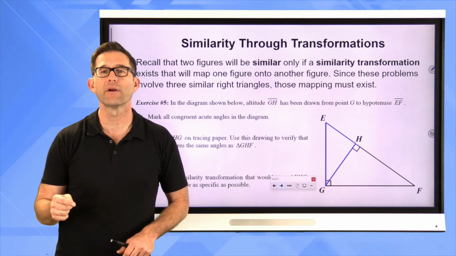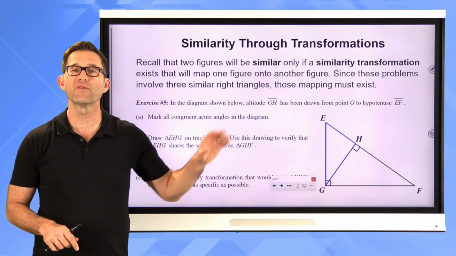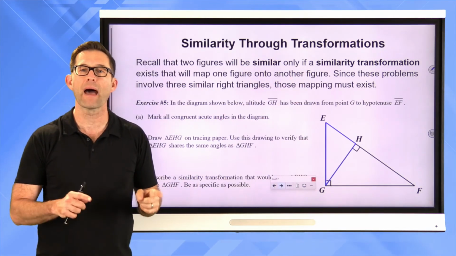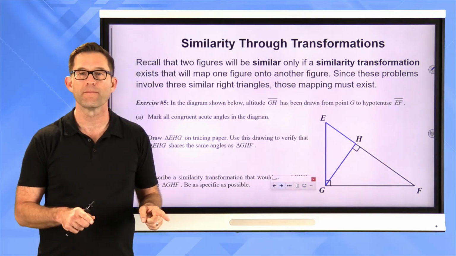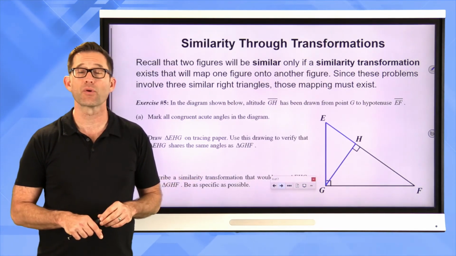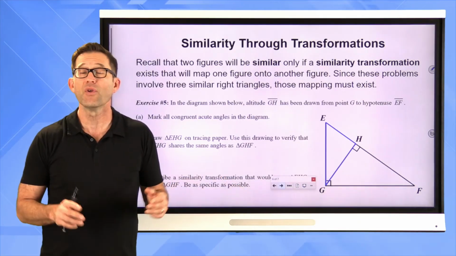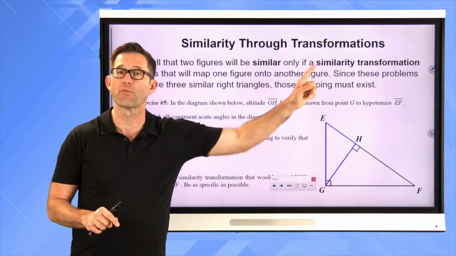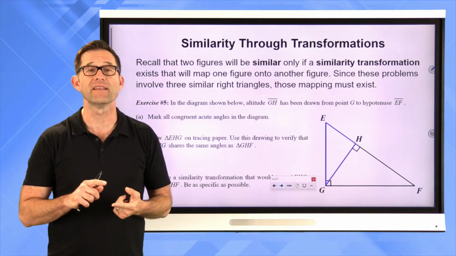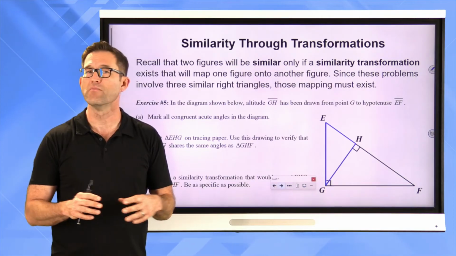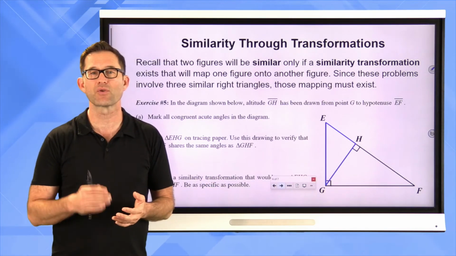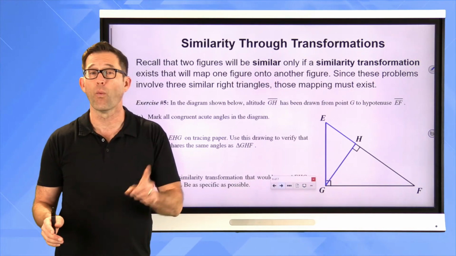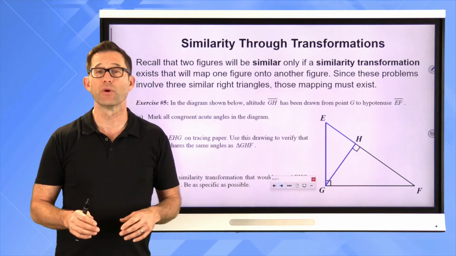Now, similarity through transformations. Recall that two figures will be similar only if a similarity transformation exists that will map one figure onto another figure. Since these problems involve 3 similar right triangles, the ones we've been working on, those mappings must exist. In other words, there's got to be some similarity transformation, and recall, a similarity transformation is a dilation along with as many rigid motions like rotations, translations, and reflections that you need to get the figure to map onto itself. One dilation and some rigid motions, right?